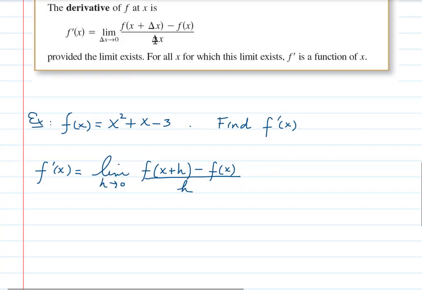Okay, so using our definition, and again, I'm changing delta x for h here just for simplicity. But here's our limit as h goes to 0 of this difference quotient. Let's go ahead and plug everything in, evaluate this function at those inputs, and expand everything and see what simplifies.